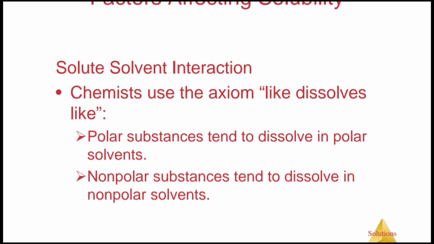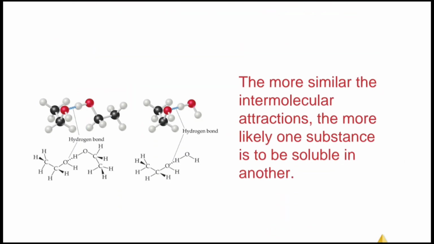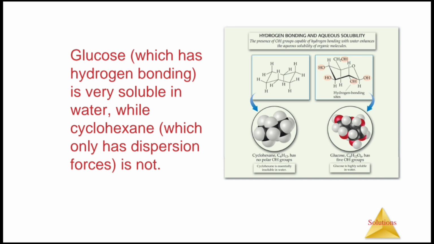Factors affecting solubility: polar substances dissolve in polar solvents, and non-polar substances dissolve in non-polar solvents. Polar substances dissolve in water, and non-polar substances dissolve in organic solvents like alcohols. The more similar the intermolecular forces, the more likely one substance is to be soluble in another. Glucose, which has hydrogen bonding, is very soluble in water, while cyclohexene, which has only dispersion forces, is not.